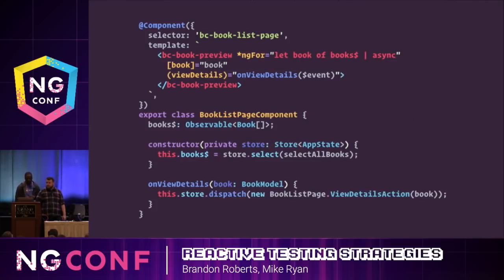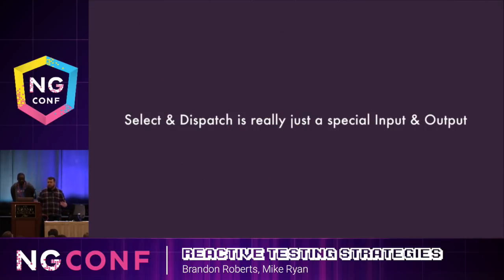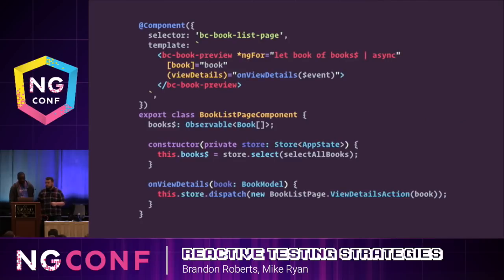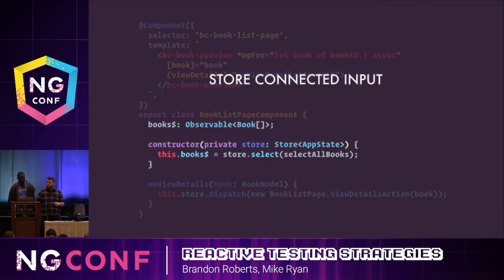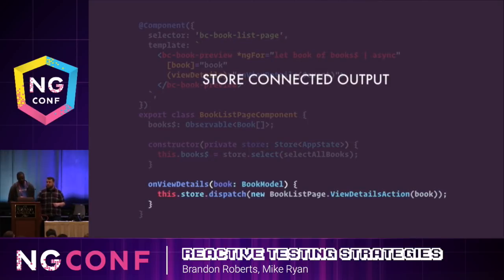But select and dispatch is really just a special version of input and output. Component inputs allow parents to control how the component renders, same with selecting state, and component outputs allow parents to listen for events, similar to dispatching. So for this component, the select statement is really just a store-connected input. And when it dispatches an action, it's really just a store-connected output.